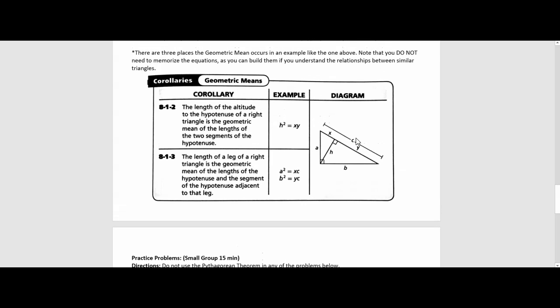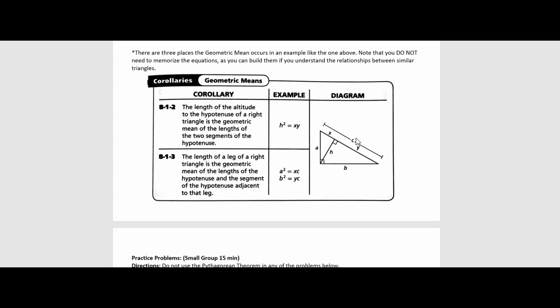Now, there are these two corollaries, and they are essentially shortcuts for figuring out measurements of different segments when we have these altitude diagrams in right triangles. I'm not going to get too much into them. I put them in your notes because if you want to take a look at them and try to memorize them, that's fine. There are some relationships here that may make it easier in some cases to solve for missing segments.